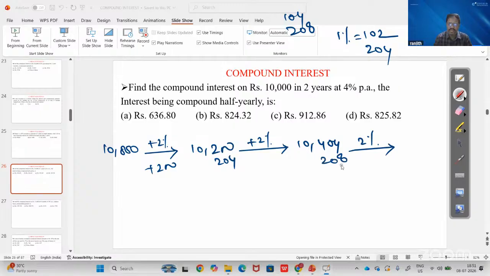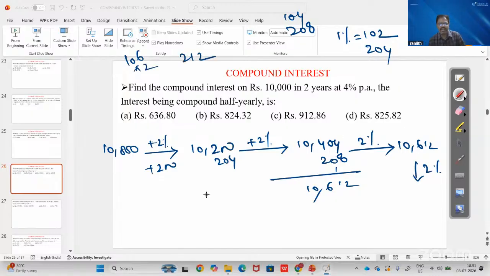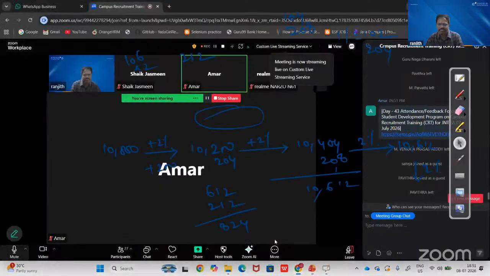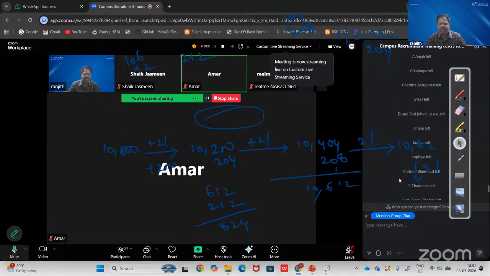So 208, so 12 and 6, so 10,612. Again, 2 percent: 106 and 106 will be equal to 212. So already 612 and 212 will be equal to 824. So nearby 824, so the answer will be equal to 824.32.